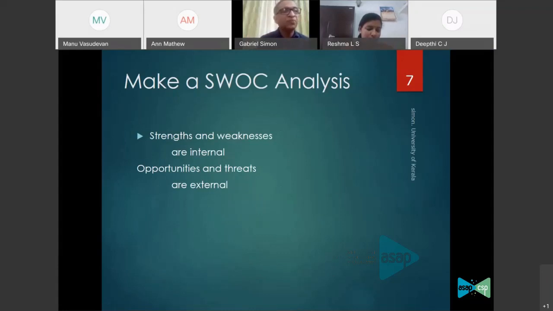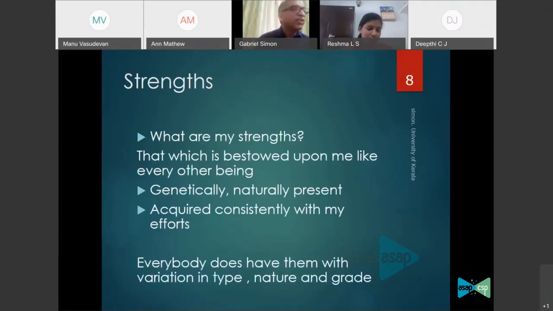Slide number 8. And here we are starting with the S. The whole process starts with S, W, O, and T. Now we start with S, which are the strengths. What are my strengths? How do we look at our strengths? What exactly are our strengths? Now, as I said earlier, I'm putting this from an individual's perspective, where that individual, he or she, thinks in terms of the strengths that they have.